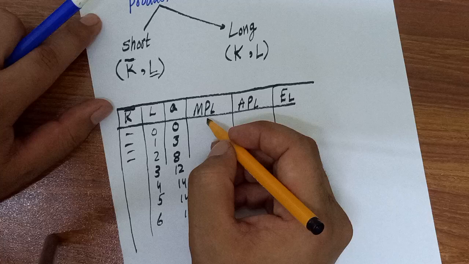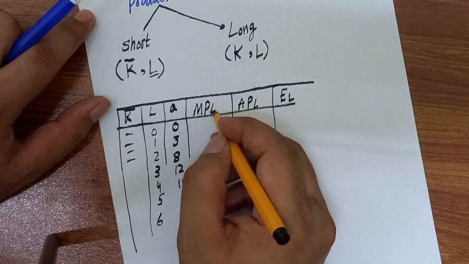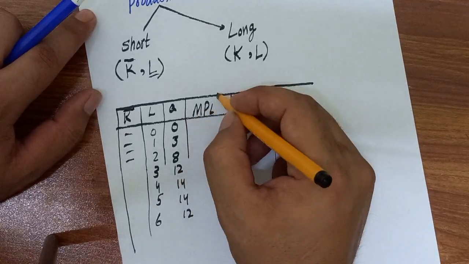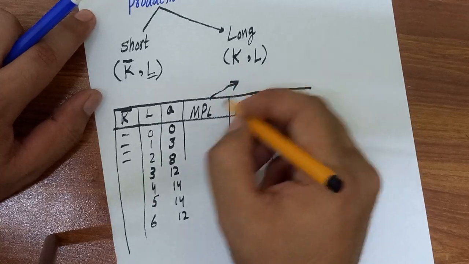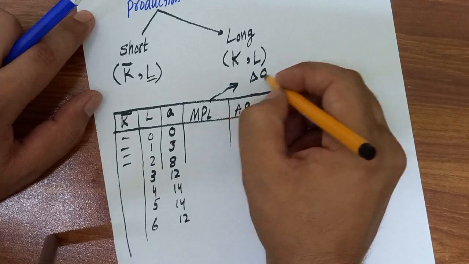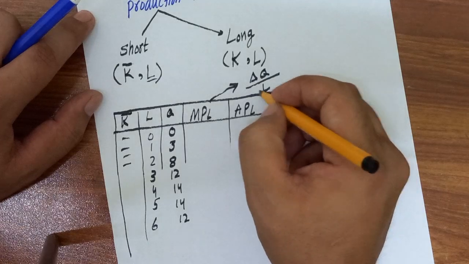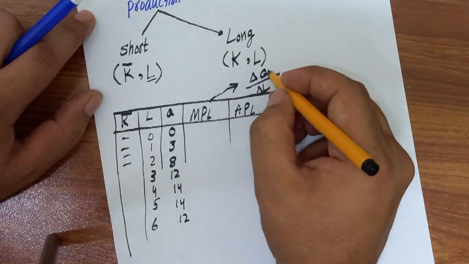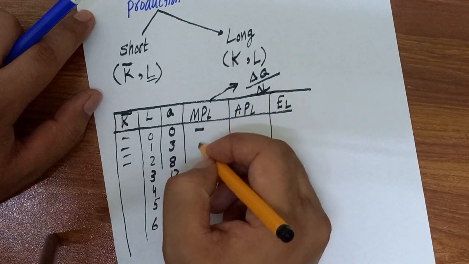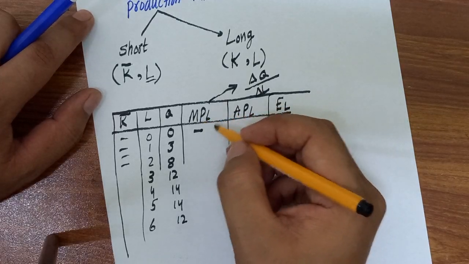So now we are going to find the marginal product of labor. How can we find this? We will have a formula for it: change in quantity divided by change in labor. So this is change in quantity and change in labor. For the first we do not find it because there is no change. We don't have another variable that we will compare with it.